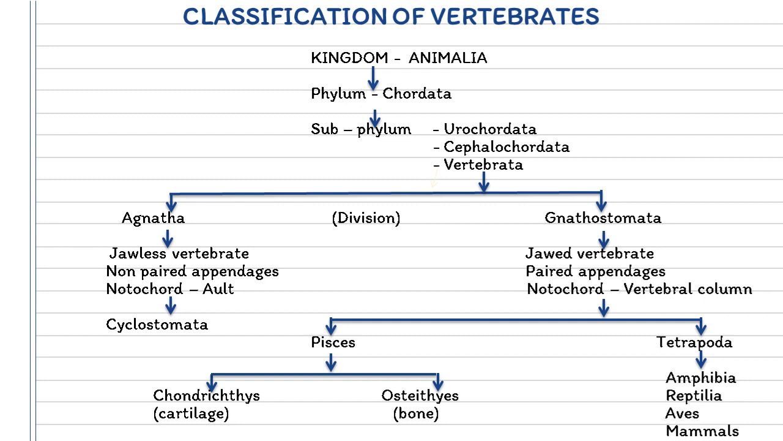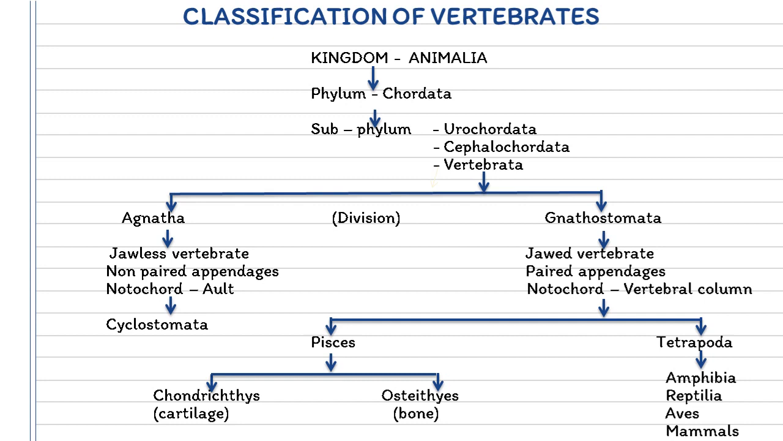It will persist, remaining as a notochord throughout the body. Understand? So that type, you can say, has notochord present in the adult also. Agnatha is of that type. Clear? So Agnatha consists of the class Cyclostomata. Then the next one is Gnathostomata.